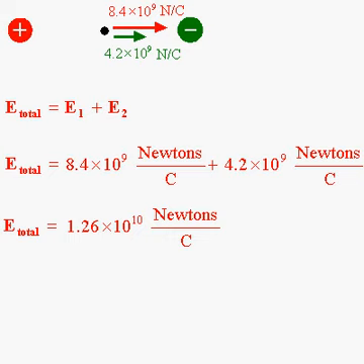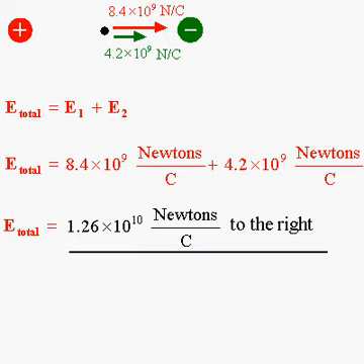Notice that since we're adding here, we look at the precision of the numbers. Each of these numbers go out to the 0.1 times 10 to the 9th place, so the final answer has to go out to the 0.1 times 10 to the 9th place, which is the same as the 0.01 times 10 to the 10th place. What about direction? Well, the value is positive, and positive means to the right, so the total electric field is 1.26 times 10 to the 10th newtons per coulomb to the right.